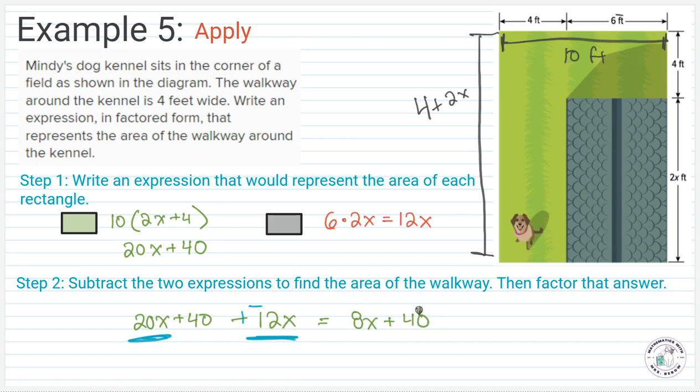It does tell us they want us to factor the answer. So to factor, again, you're going to think, okay, what's the biggest number that both 8 and 40 can be divided by? That is going to be 8. And so we'll have x plus 5 left inside the parentheses, and that's going to be our final answer there.